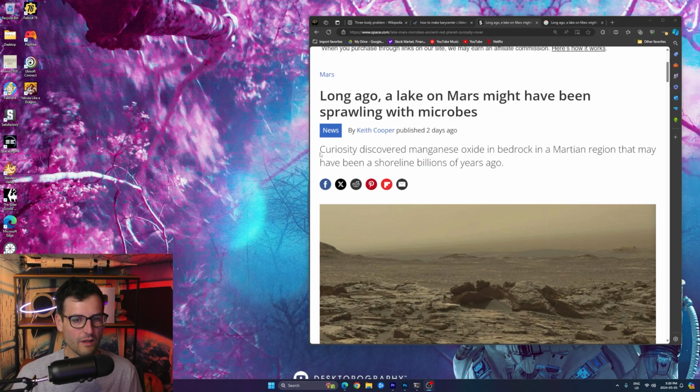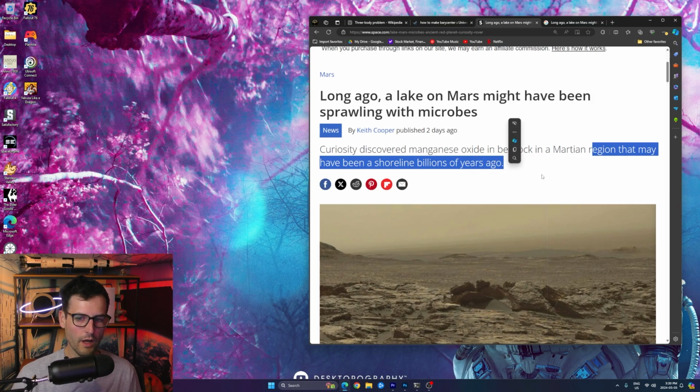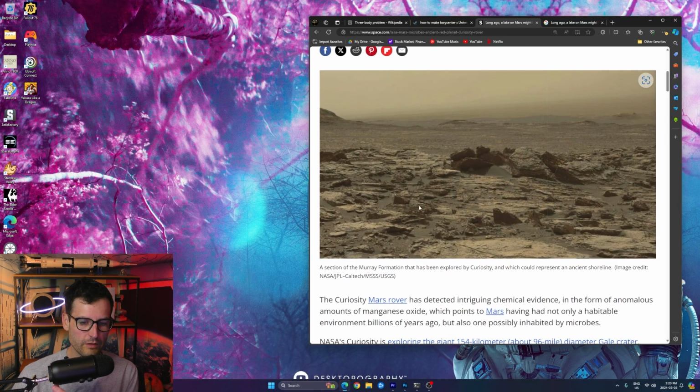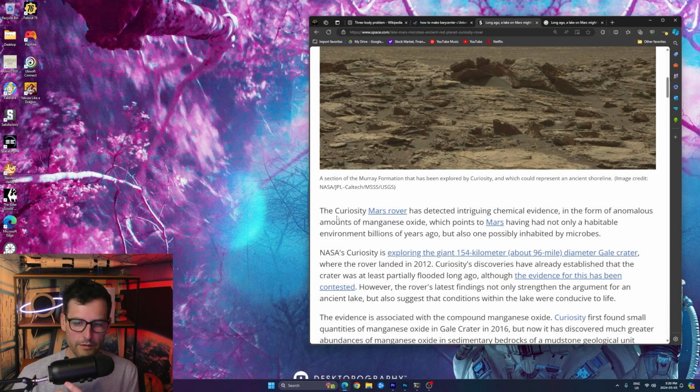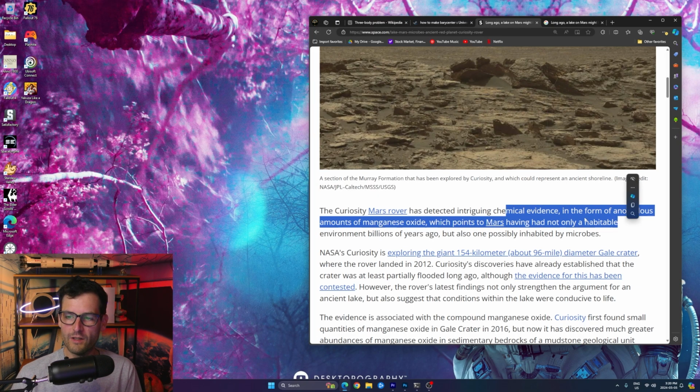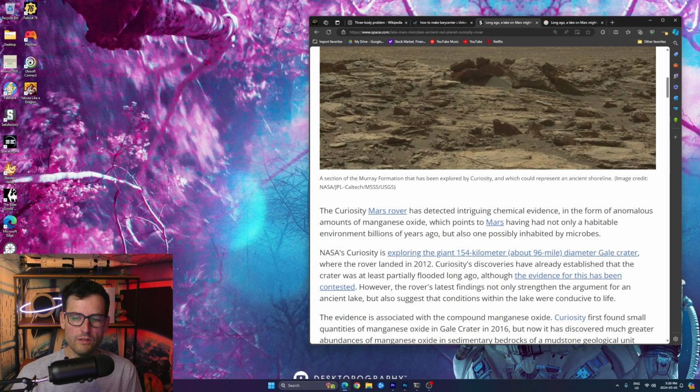So here's the deal. Curiosity discovered manganese oxide in bedrock in a Martian region that may have been a shoreline billions of years ago. We can get into this article, but the basic thing is that the Curiosity Mars rover has detected intriguing chemical evidence in the form of anomalous amounts of manganese oxide, which points to Mars having not only been a habitable environment billions of years ago, but also one possibly inhabited by microbes.